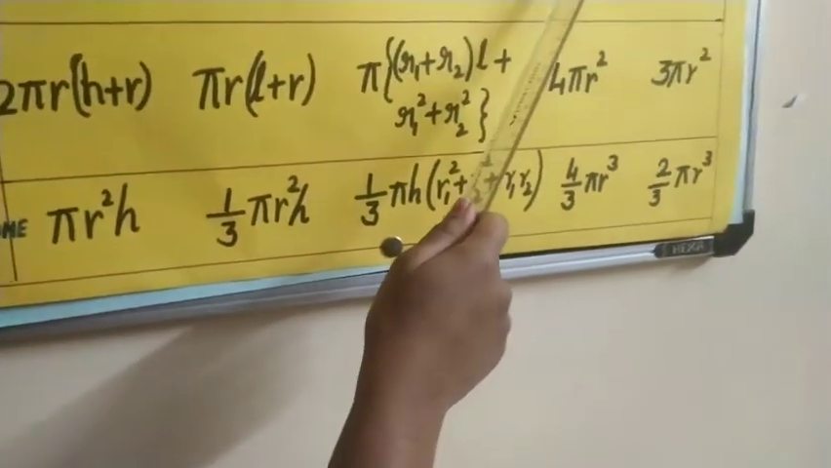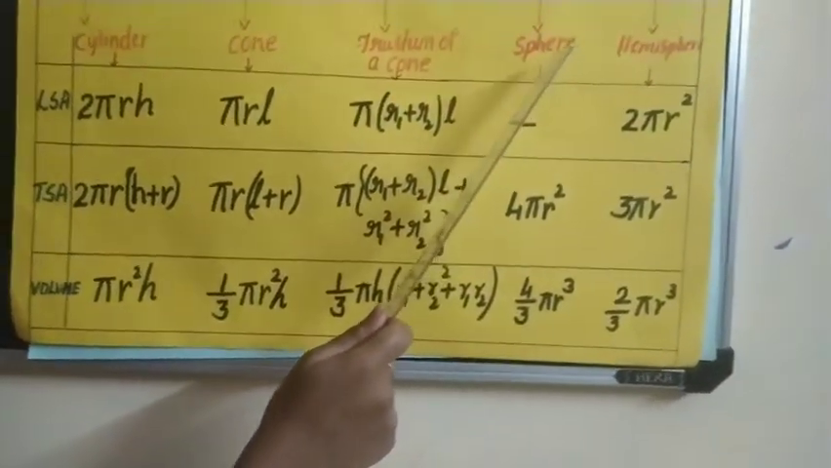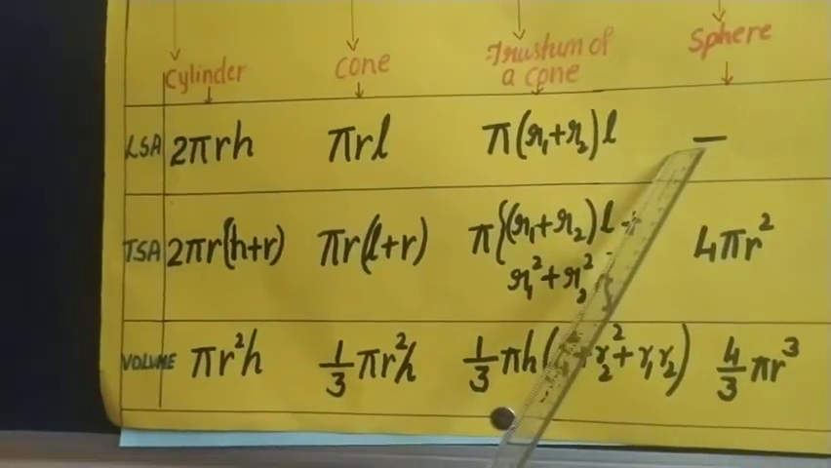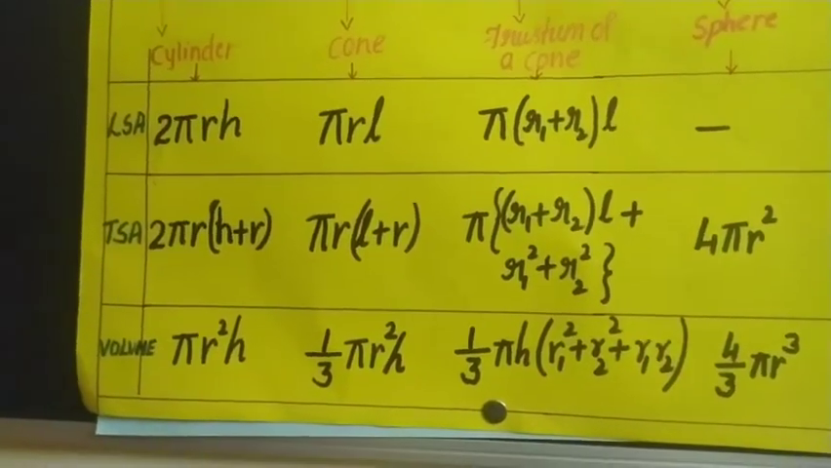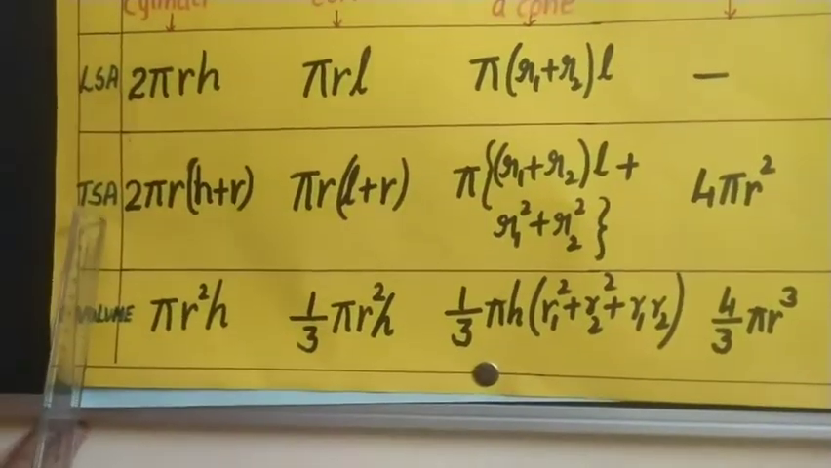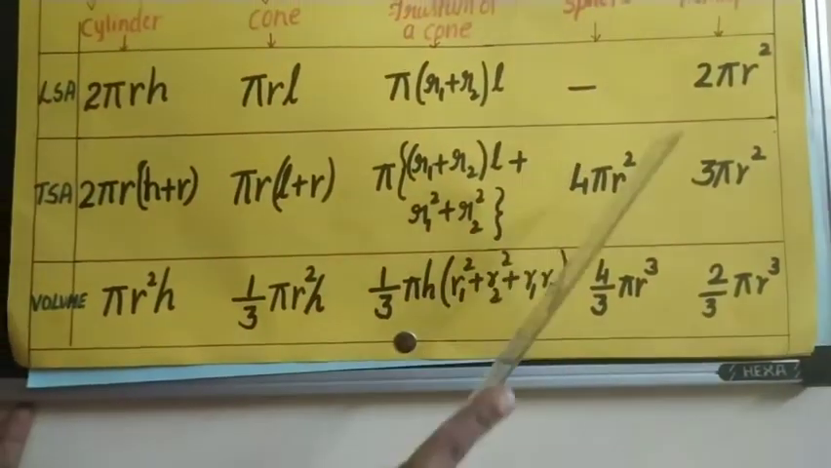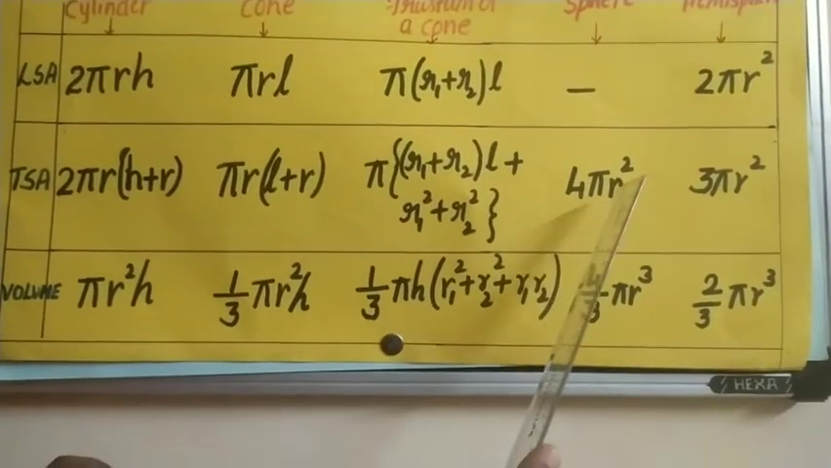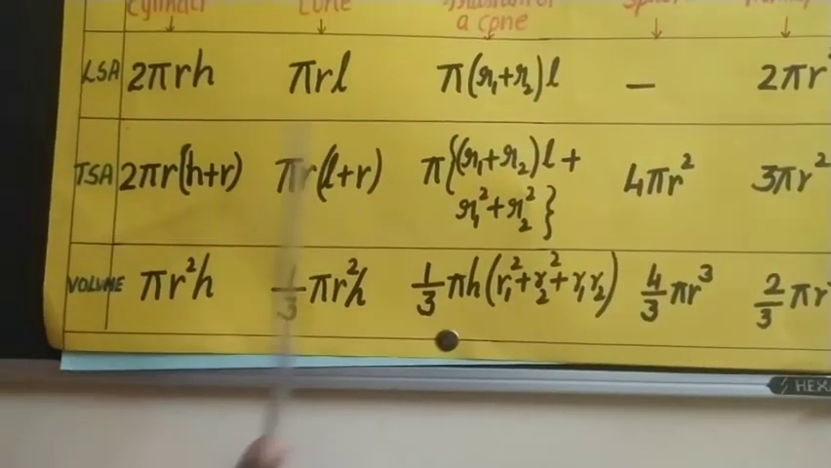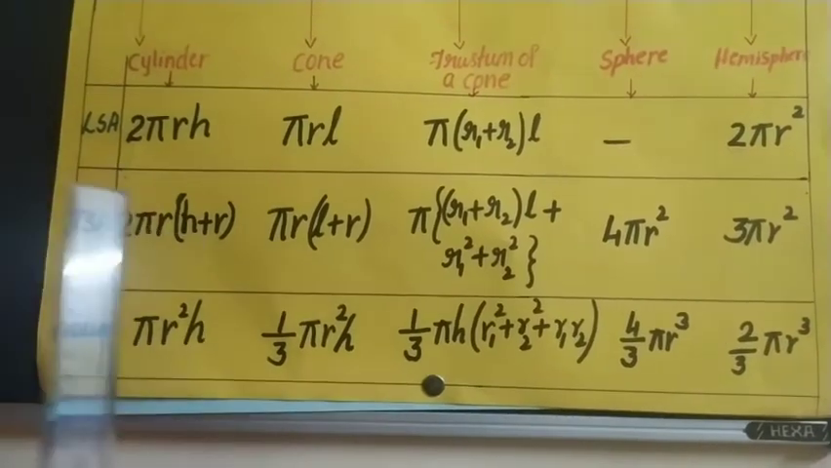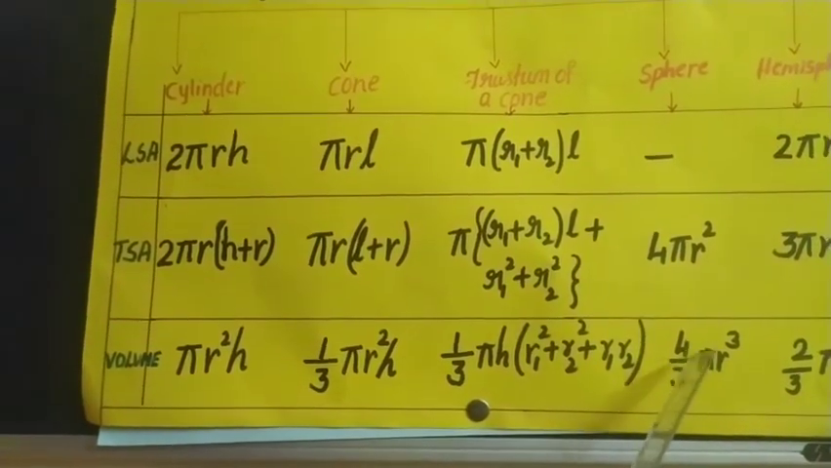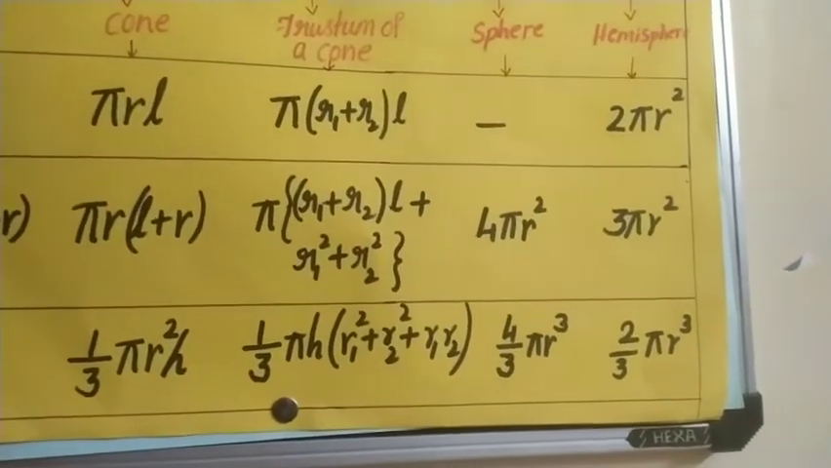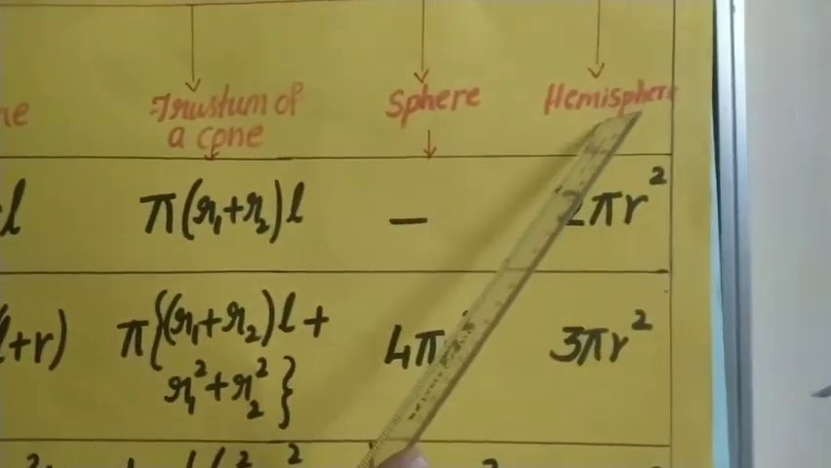Next, coming to the sphere. Actually there is no lateral surface area for a sphere because it is completely curved. So we will take the total surface area of a sphere. It is 4 pi R square. Next, the volume of a sphere is a very important formula for most competitive exams. It is 4 by 3 pi R cube. Very important it is.